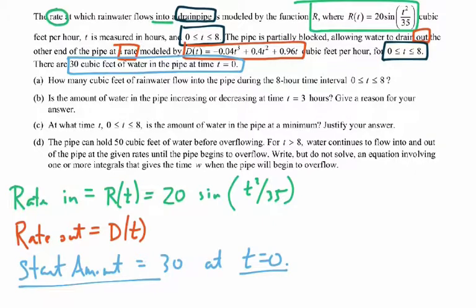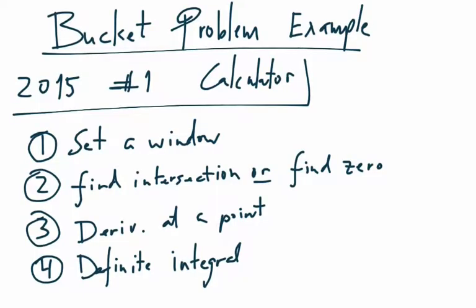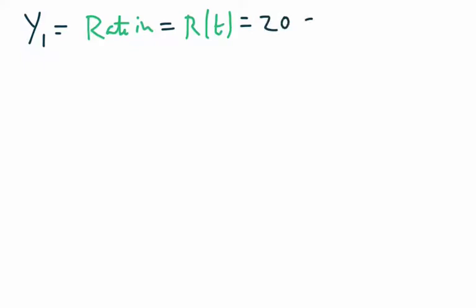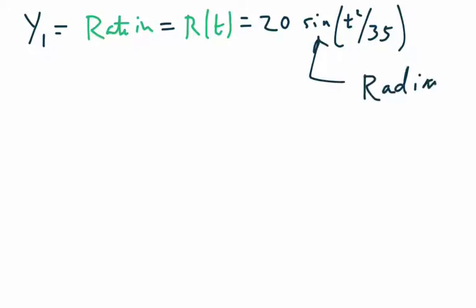Now, because this is not the AP exam and we have the luxury of time, we're going to take a little bit of time to graph out these rates just to see what they look like. This is where 2 of those calculator skills are going to come in handy. We're going to set a window and then graph these functions. So the window, we're going to say, is from 0 to 8. In y1, let's graph the rate in, and that is r of t, which is 20 sine t squared over 35. And because this is calculus, you need to make sure that you are in radians, not degrees, because degrees is for physics, and this is not physics yet.